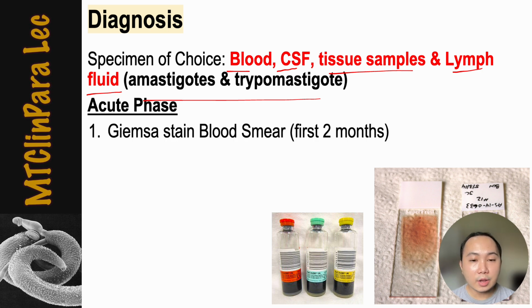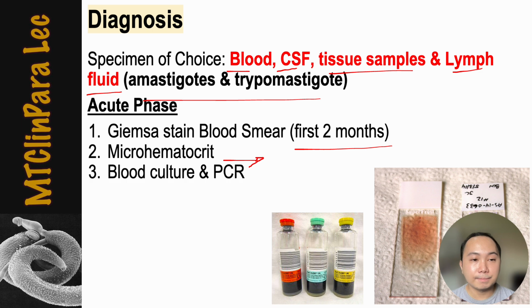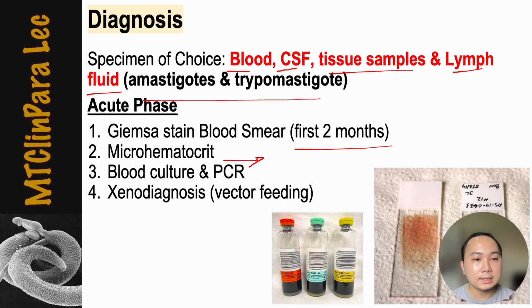For the acute phase, the recommended procedures are Giemsa-stained blood smear. This is usually done for the first 2 months of the disease, and this highlights the presence of trypomastigote in the blood smear. Microhematocrit is done to check if the patient is at risk of having thromboembolism or formation of blood clots. So this checks the hematocrit level of the patient. Blood culture and PCR are diagnostic tests that may identify specifically the causative agent of the trypanosomiasis.